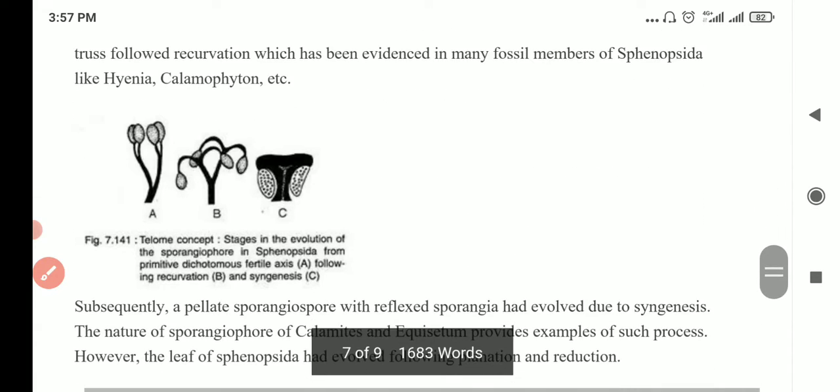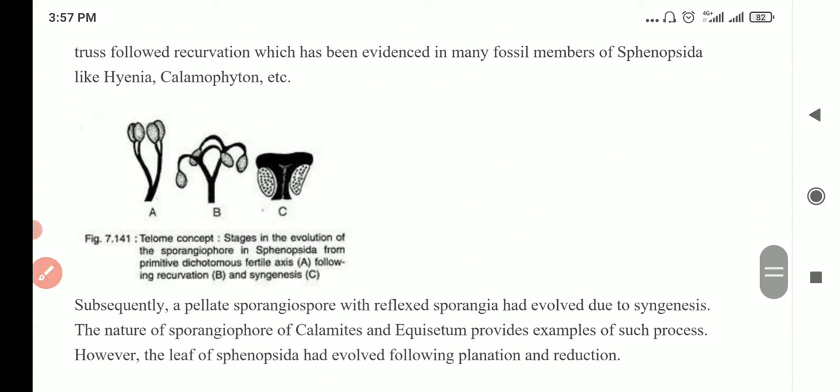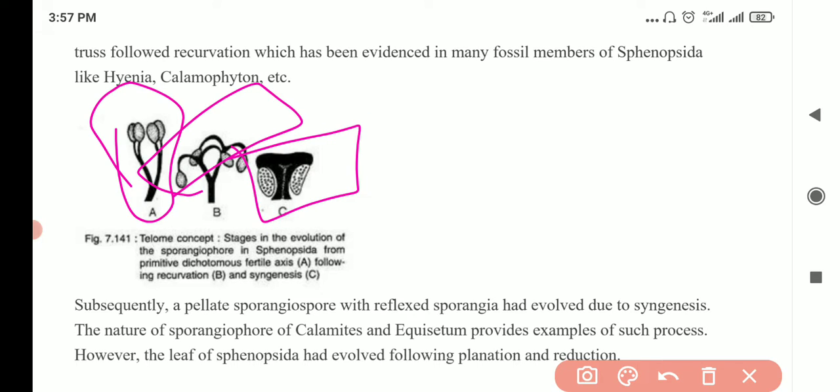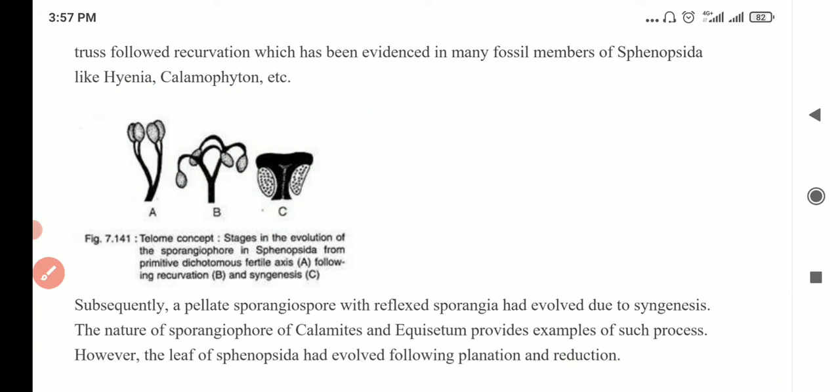So in Sphenopsida, a sporangiate is forming, sporangiophore is forming, which will become peltate. So here curvation is happening. If you notice here, this was a straight dichotomizing axis, then here curvation is happening, then as they curve they became flat and like a plate.